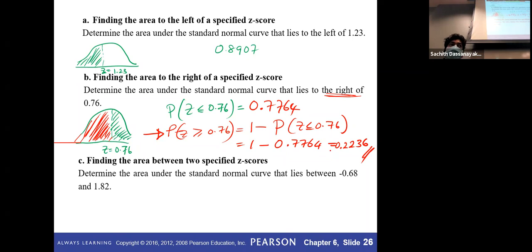Clear? So if you have to find the probability to the right of some value, first you need to find the area you don't need, which means to the left of that value. Then 1 minus that value gives you what you need. Clear?